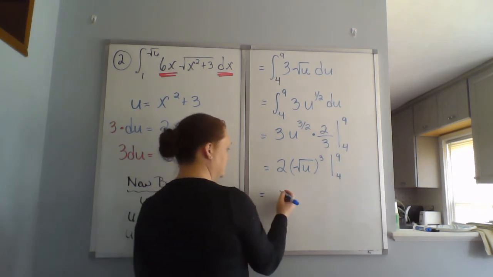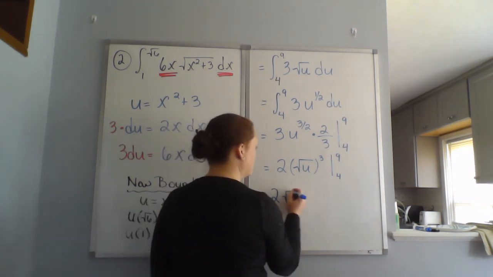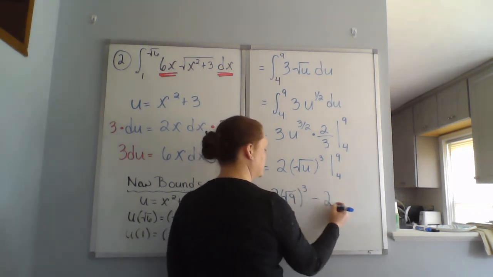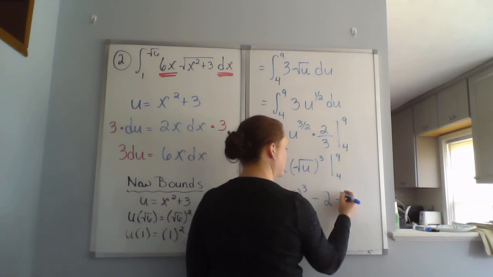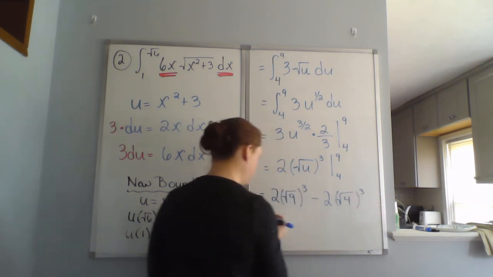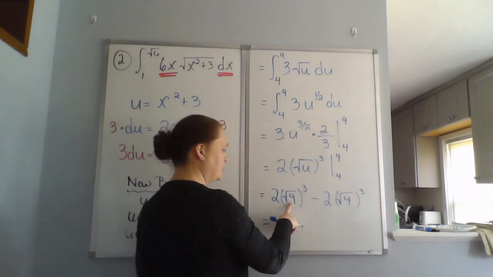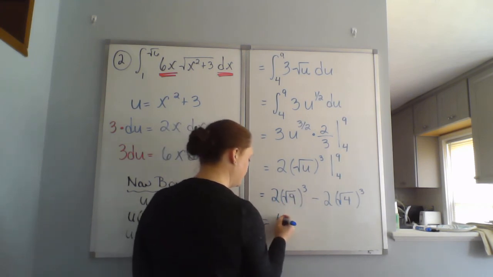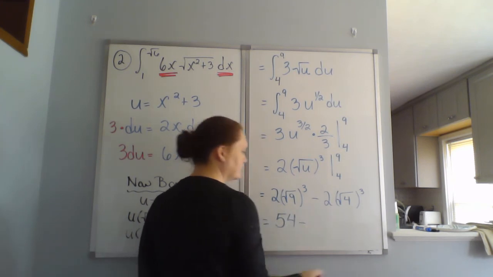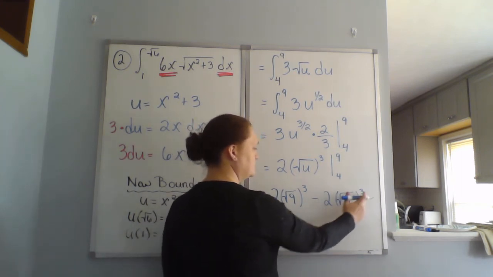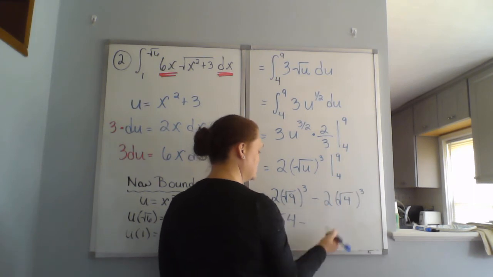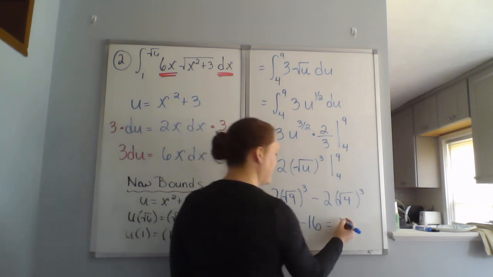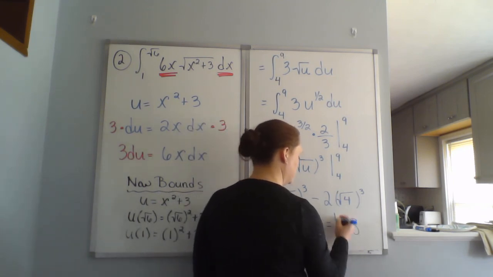So now I need to do 2 square root of 9 to the third power minus 2 square root of 4 to the third power, which are going to work out pretty nice. The square root of 9 is 3, 3 cubed is 27, 2 times 27 is 54. The square root of 4 is 2, 2 cubed is 8, 8 times 2 is 16. And then if I subtract 54 minus 16, I get a final answer of 38.